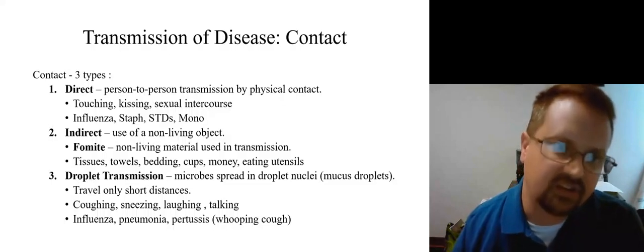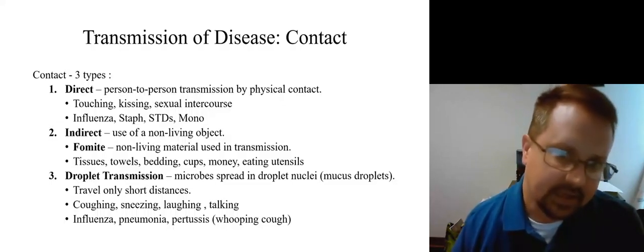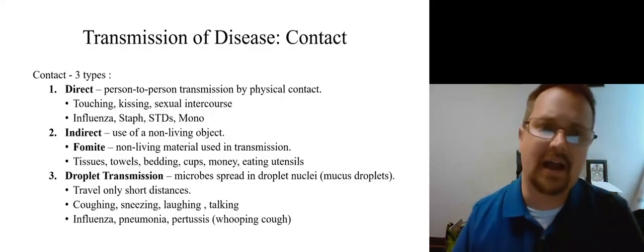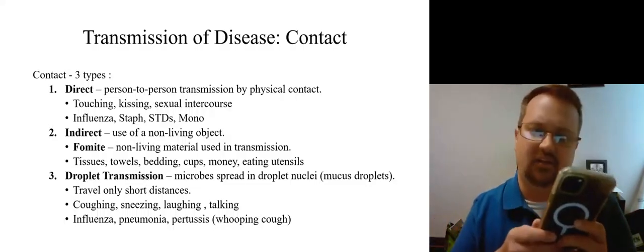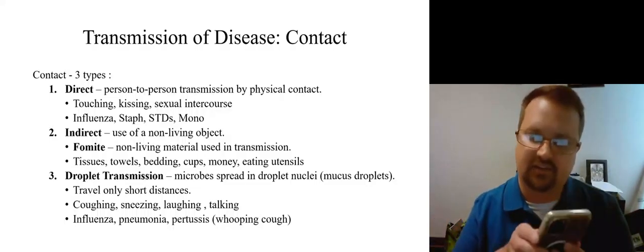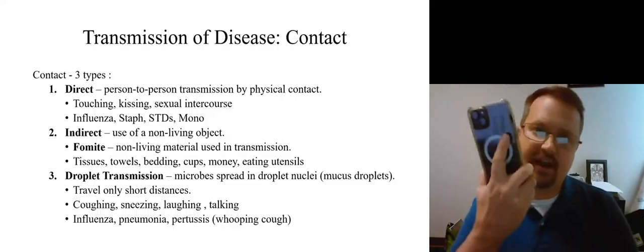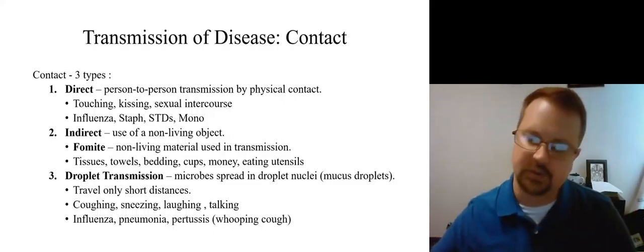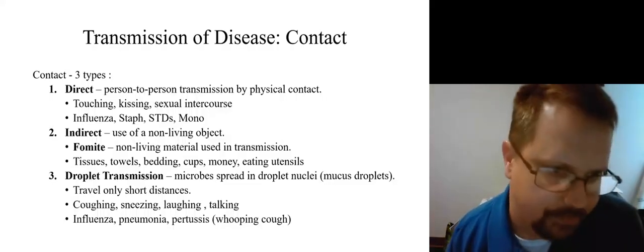There's indirect, like use of a non-living object, like fomites. And a fomite is basically something, a place that bacteria and viruses are on, but it's easy to pick up and take with you. This is a great example of a fomite: our smartphones. I usually think of it as something you can easily pick up and carry with you.